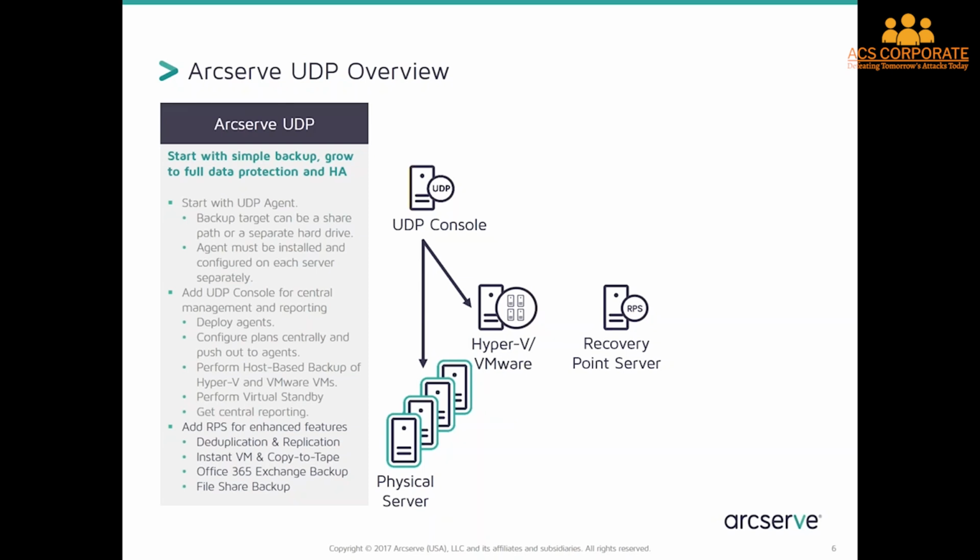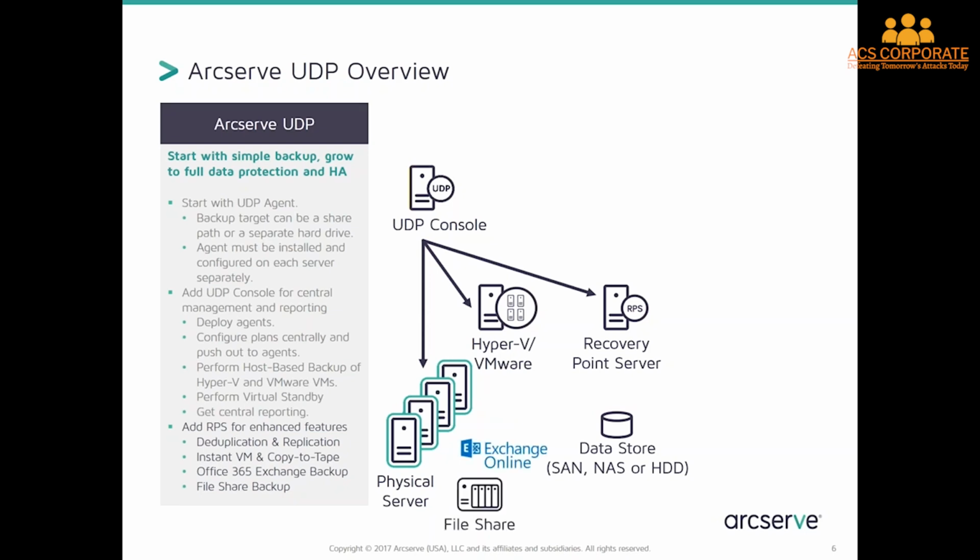So when we add a recovery point server into the solution, what we can then do is add additional sources for backup. We can set up a data store or multiple data stores where the backups are going to be kept, and that can be an internal disk, a SAN-based disk, or a NAS. The additional sources we can protect include the file share and the Exchange Online that we're going to take a look at in more detail in just a moment.